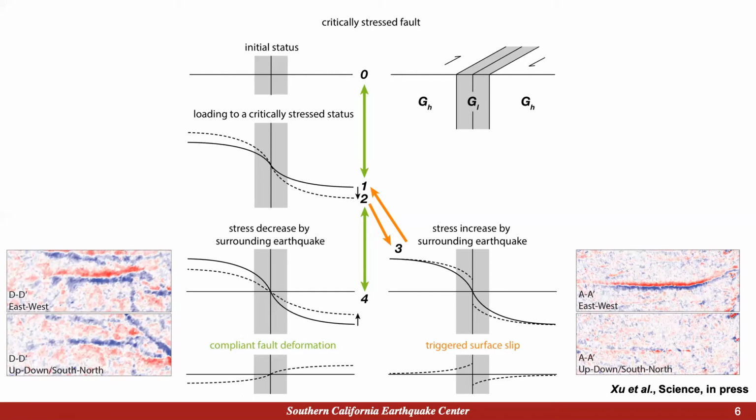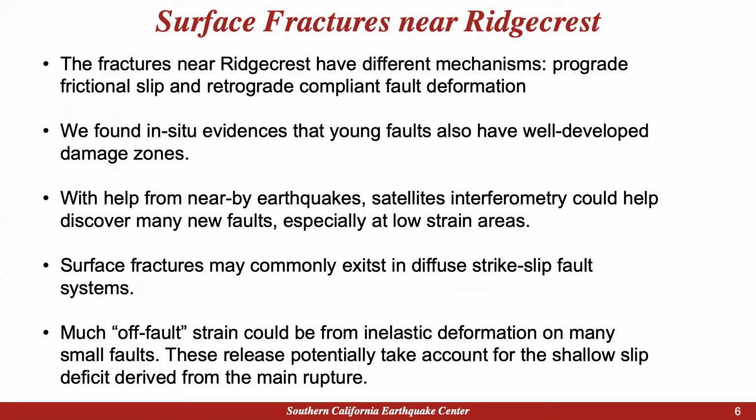The required stress perturbation for the fault to produce a backward frictional slip has to overcome that buffer and thus is unlikely to happen. This is why the retrograding fractures are compliant fault deformation, while the prograde ones are frictional slip. Here are some take-home messages and thoughts. We find that the fractures near Ridgecrest have very different mechanisms. Prograding ones are likely to be frictional slip, and retrograde ones are likely to be compliant fault deformation.